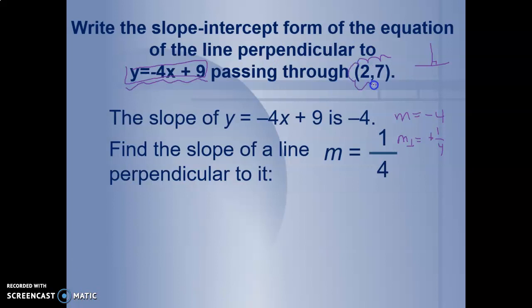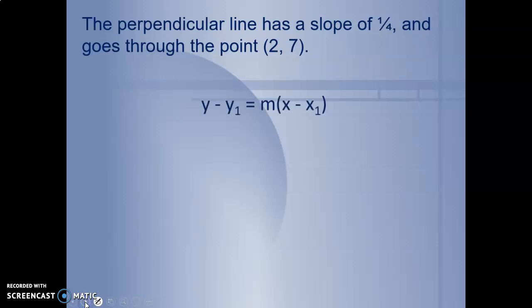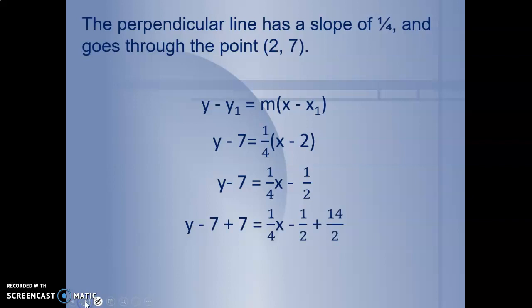Now we know our point and we know our slope, so we can use point-slope form. Let's go ahead and plug in those numbers. We have y minus y1 equals m times x minus x1. Plug in our 7, our 2, and our 1/4. Then we're going to distribute the 1/4 to get rid of the parentheses. And finally, isolate the y by adding 7 to both sides. Now, 7 is the same thing as 14/2, so you see a plus 7 here, and a plus 7 here, just written as a fraction.